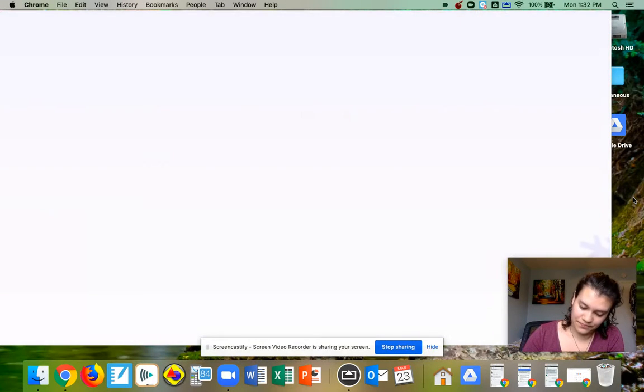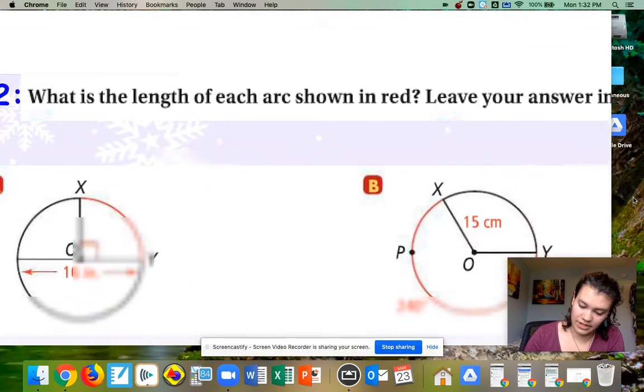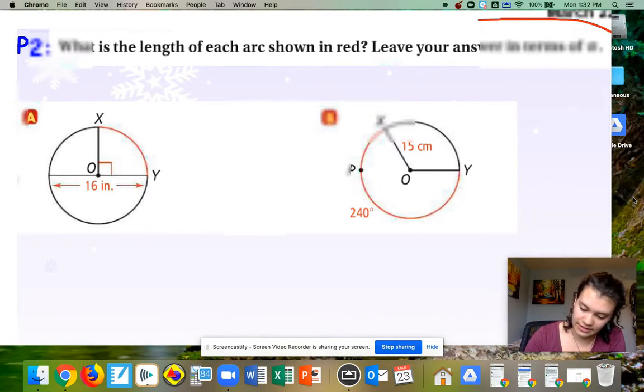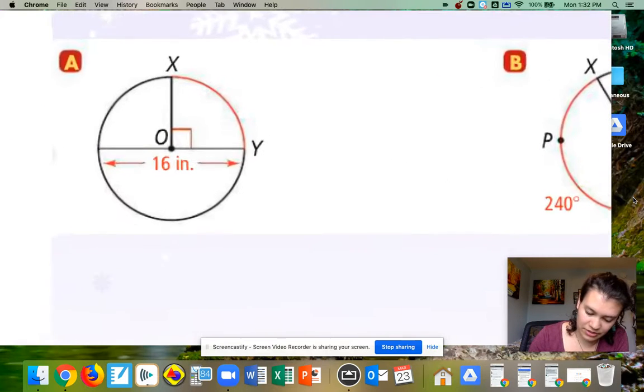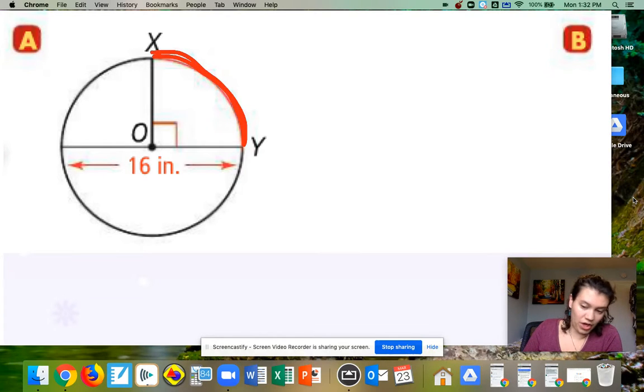Next example. Here we want to figure out what is the arc length of each of the arcs shown in red, and then here it says leave your answer in terms of pi. So we're not going to type this all the way in. We're going to leave it just as something with pi. So if we go looking at A, we want this arc right here. So what's the measure of XY? So again, for arc length, we need the radius. Right now it's giving us the diameter. So the radius right here is going to be 8 because it's half of 18.